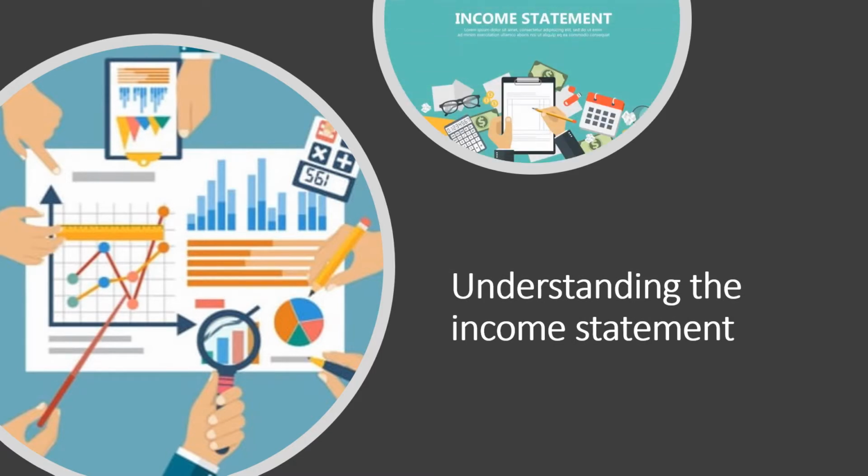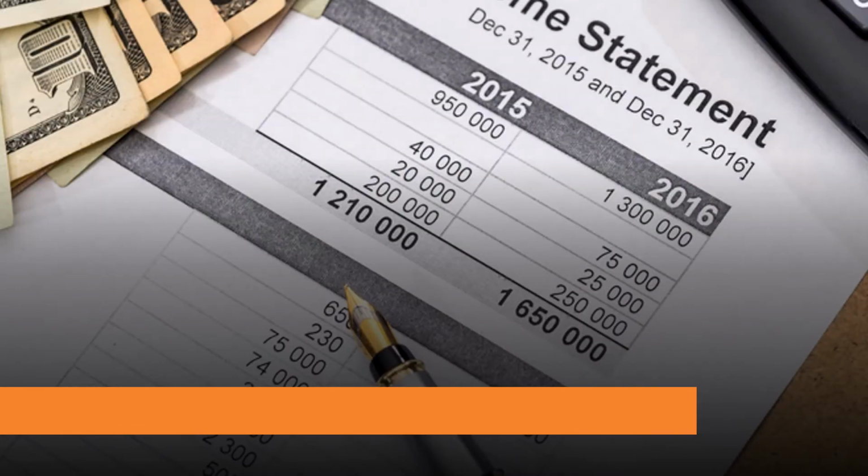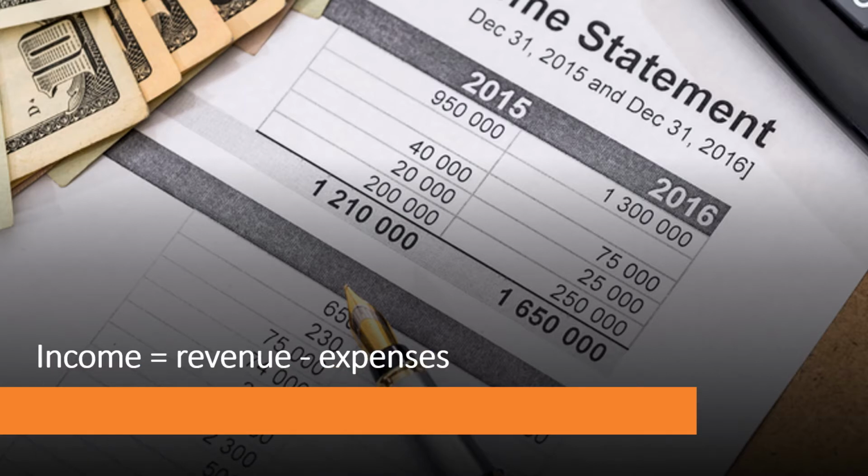Today's topic is understanding the income statement. In this lesson we'll look at the last of the financial statements you should scrutinize before rounding up, by explaining how to put all your analysis together and decide what to trade. The income statement measures the company's financial performance over a set time frame. It's based on a fundamental accounting equation. Income equals revenue minus expenses.